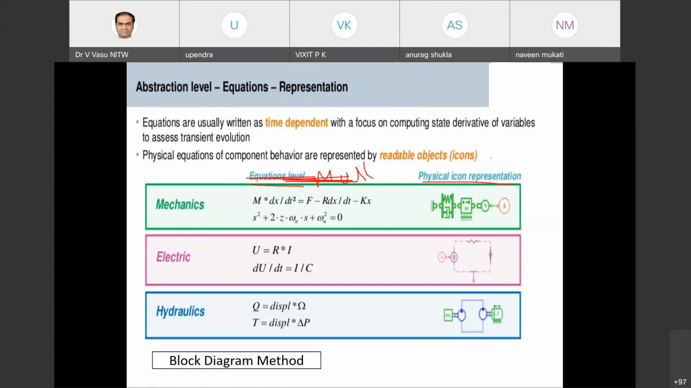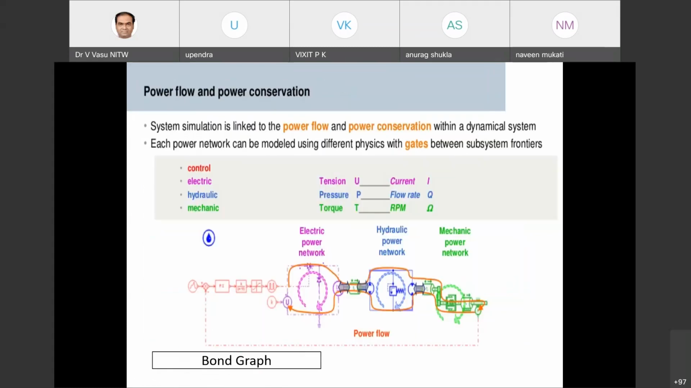In this case, the technique we are going to use is mainly the block diagram technique. The next important thing is if you want to consider the power flow and power consumption, how the power is transmitted from the electrical systems to hydraulic systems, and from the hydraulic systems to the mechanical systems, then we have to consider the Bondgraph technique, which is mainly used for power flow. From this you can see how the flow is considered.